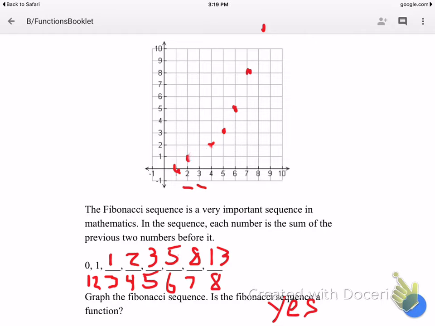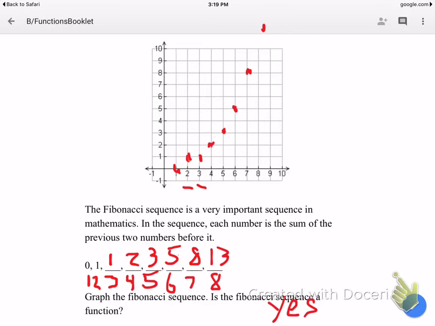So I hope this helped make sense for discrete functions a little bit. Remember, you're only plotting points. You don't have to connect them because there's no like 1.5 term or 2.6 term.